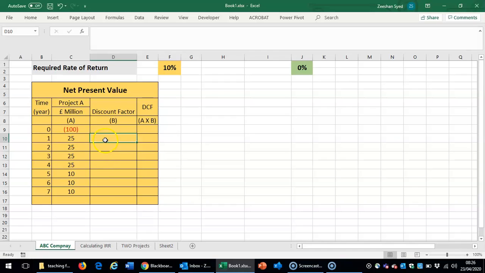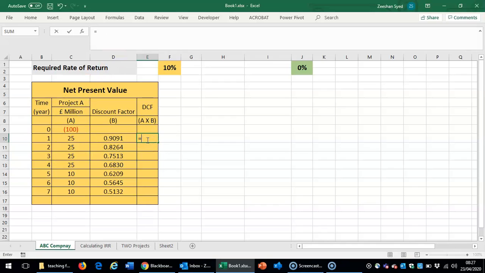Or otherwise, a very simple formula can calculate this for you, which is equal to 1 plus 10%, and we want to keep 10% as absolute, raised to power minus number of years, which is this. So if you drag this formula down, these are your discount factors. So here 1 plus 10% raised to power minus 1, 1 plus 10% raised to power minus 2, 1 plus 10% raised to power minus 3, and so on.